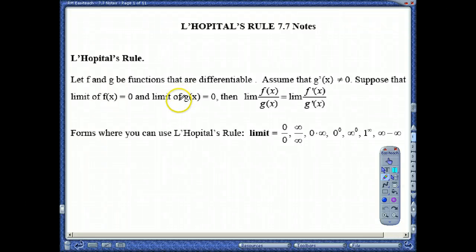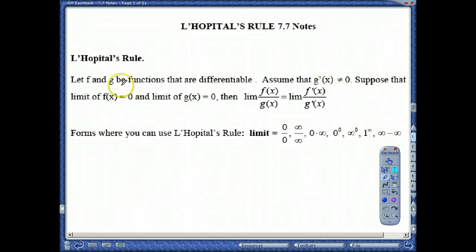And welcome to L'Hopital's rule, which is 7.7 in our current textbook. L'Hopital's rule starts off with, let f and g be functions that are differentiable. That just means you can find their derivative. Assume that the derivative of g is not equal to 0.